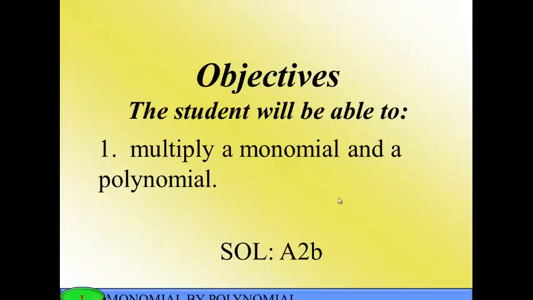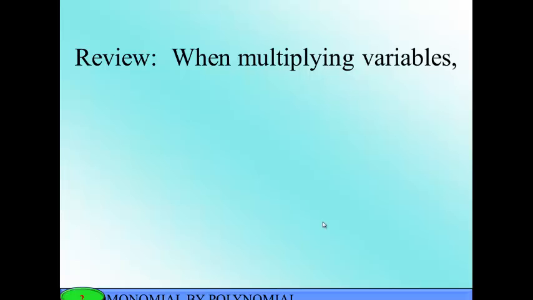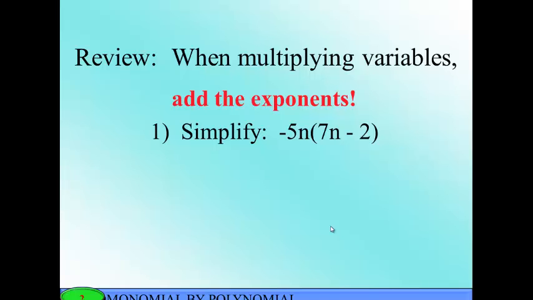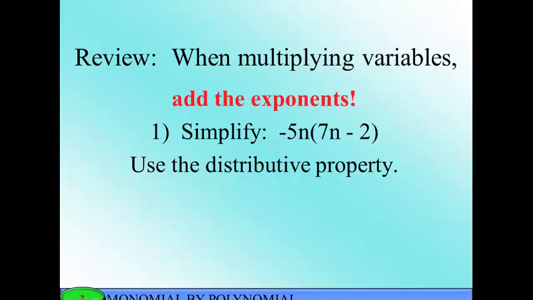Alright, our next objective is to learn how to multiply a monomial and a polynomial. Remember that when multiplying variables, we have to add exponents. So for example, if we are going to multiply negative 5n times the quantity 7n minus 2, we have to use the distributive property. I am going to multiply 7n by negative 5n and then multiply negative 2 by negative 5n. So negative 5n times 7n. Next, we distribute negative 5n to negative 2 or to minus 2.